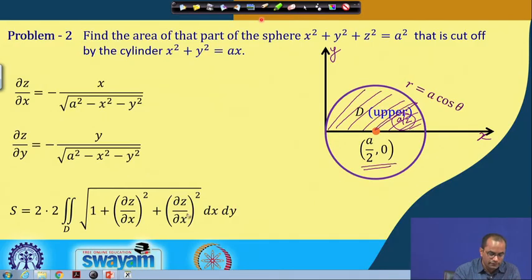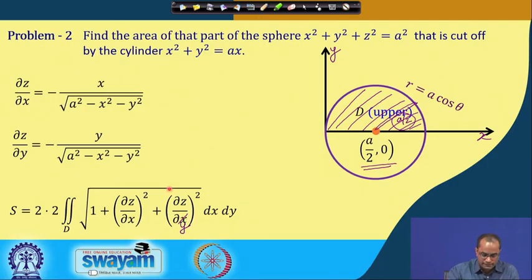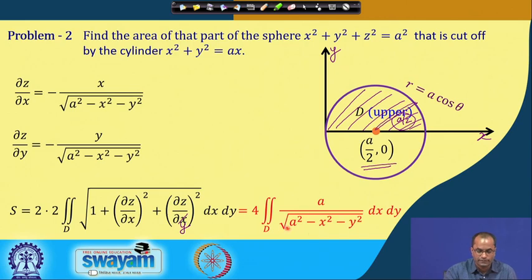And so this is again this del z over del y. We will put it there, and as in the previous example we will get a over square root of a square minus x square minus y square dx dy with 4 times, which we can again evaluate.